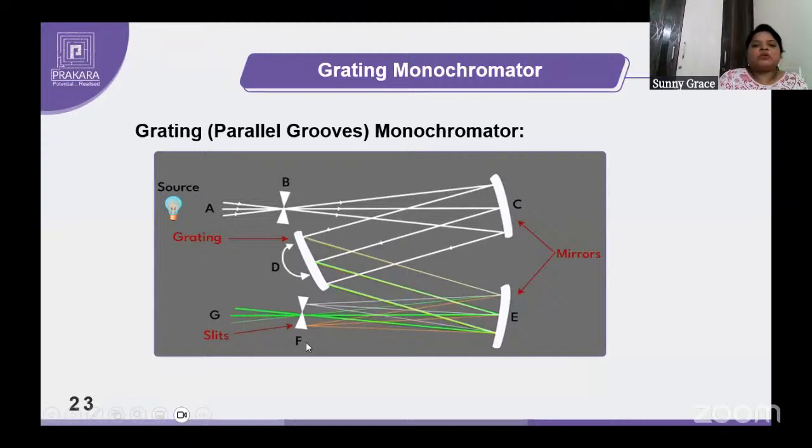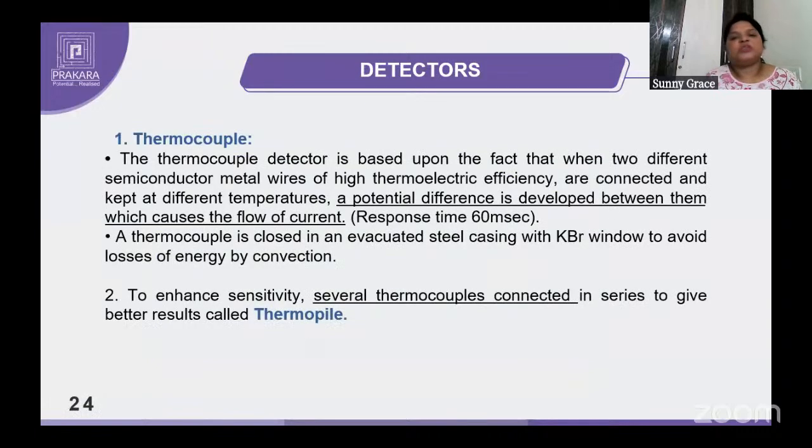So this is about the monochromators. Now coming to the detectors. In the detectors, we have different types. First one is the thermocouple. The thermocouple is made up of two different semiconductor materials. Obviously, the two different semiconductor materials will have two different kinds of temperature.